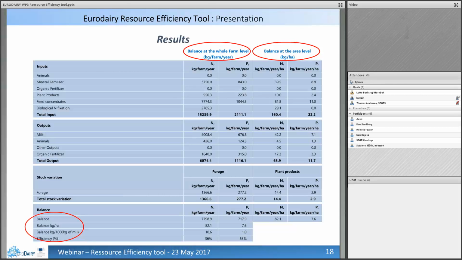That is to say that 36% of the nitrogen imported in the farm is transformed in milk product and forage product and in outputs on the farm.